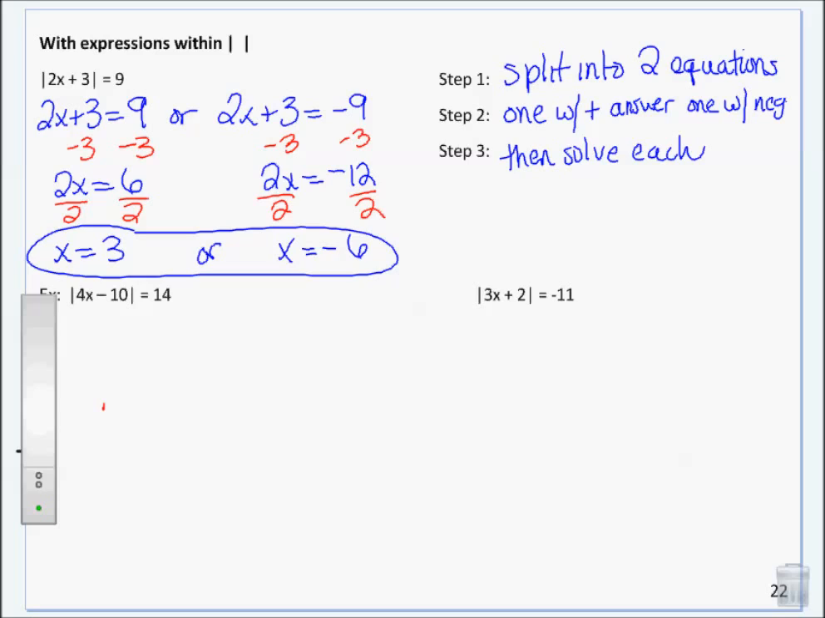So this 4x minus 10 is going to be either positive 14 or negative 14. So I can write 4x minus 10 equals 14 or negative 14. And I want to add 10 to both sides of the equal, but I have to account for all three spots of what's happening. So I'm going to add 10 three times. And so I get 4x equals 24 or negative 4.